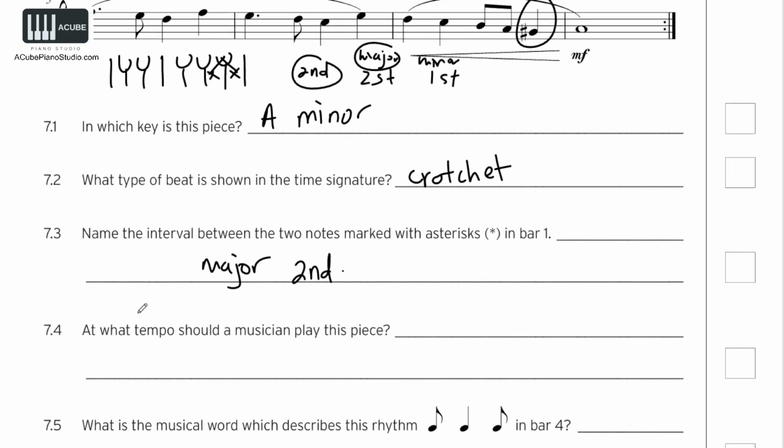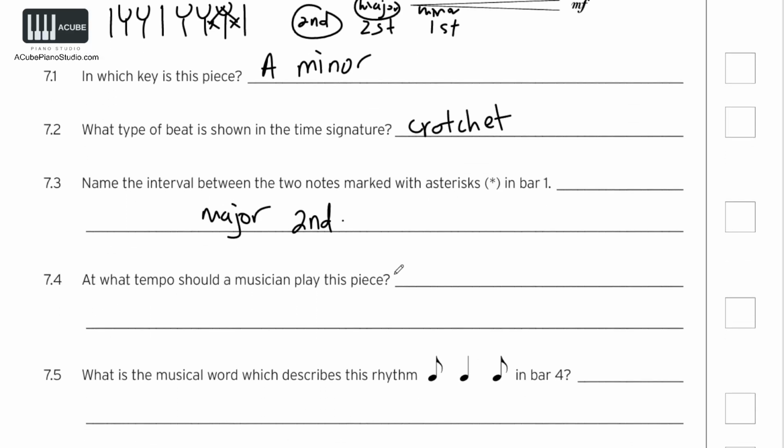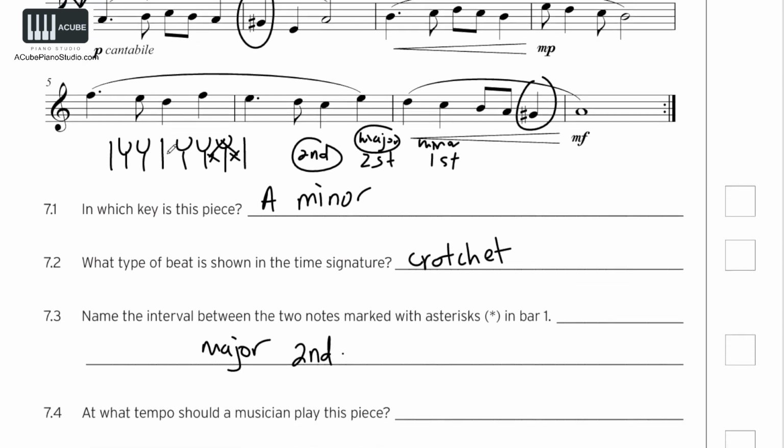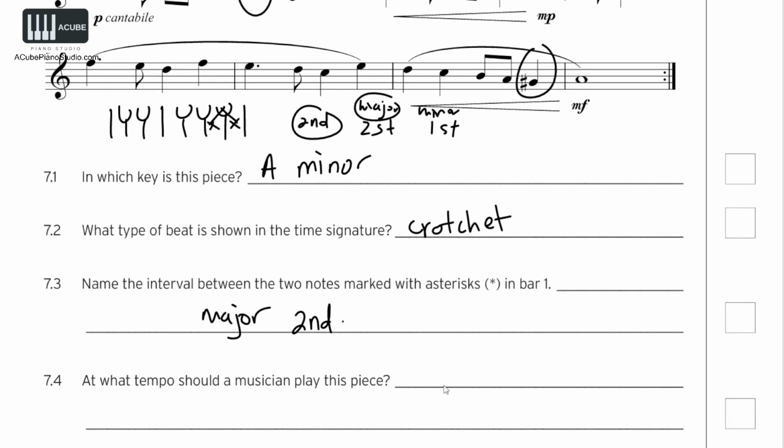Right. Now, next, at what tempo should a musician play this piece? So let's take a look at this. We have this tempo sign here, which is allegretto, which means quite fast. So the tempo should be quite fast.